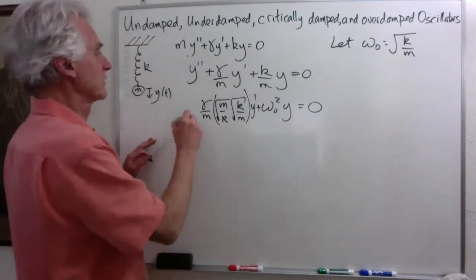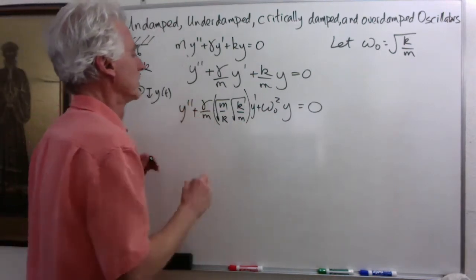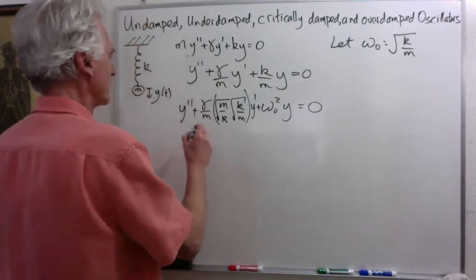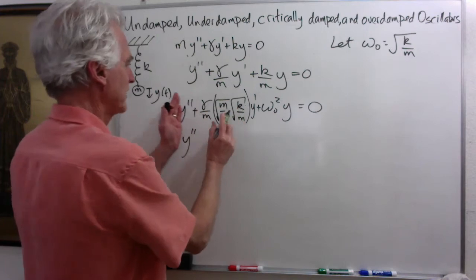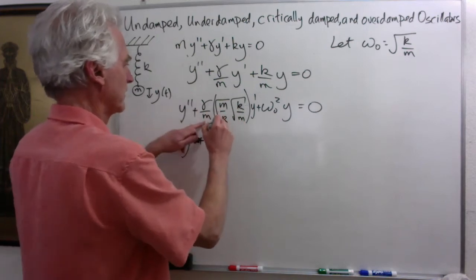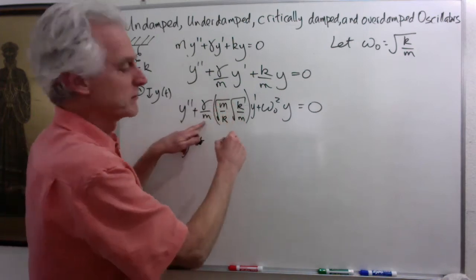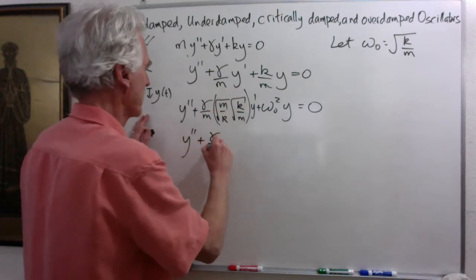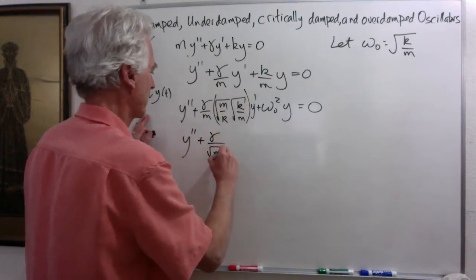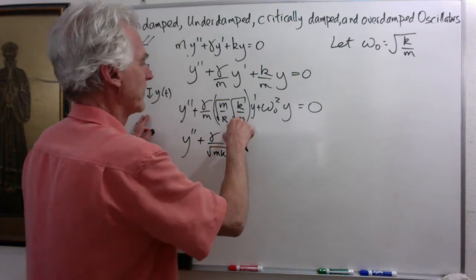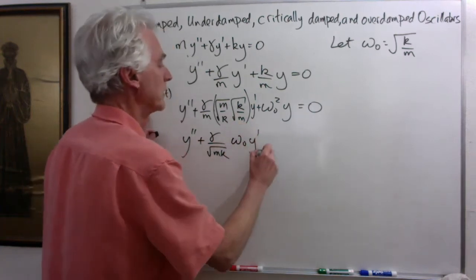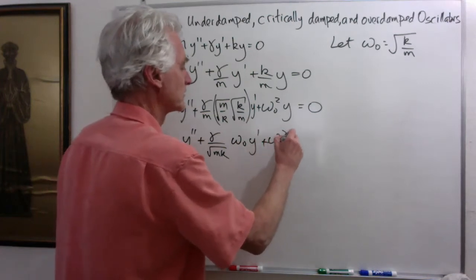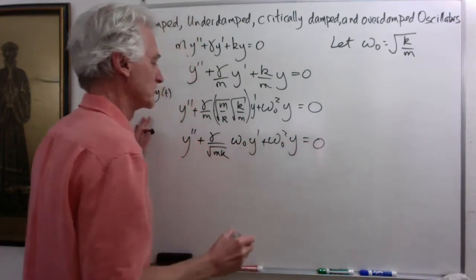And why did I do that? Well, because that way, if I write this as y double prime, gather these together, and I get the square root of M over M is 1 over square root of M. This is gamma over square root of MK. And then this part is omega naught, right? That's omega naught y prime plus omega naught squared y equals 0.